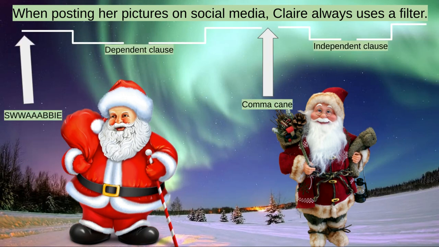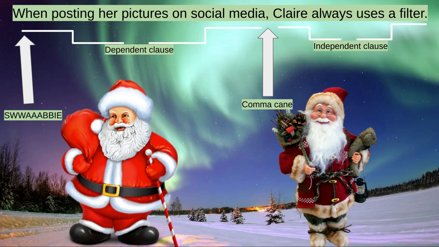You got it. That SWABI there at the beginning of the sentence should have helped you identify the dependent clause. When is one of our SWABIs. Now notice his comma cane is there because he needs help standing. He can't stand alone at the beginning of a sentence. He can't stand alone at all as a sentence.